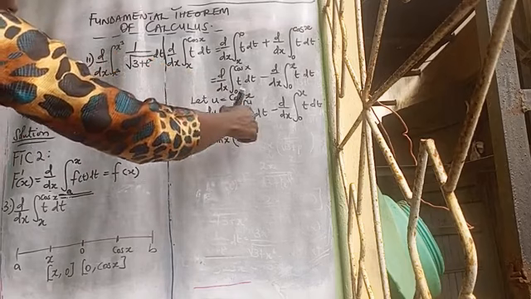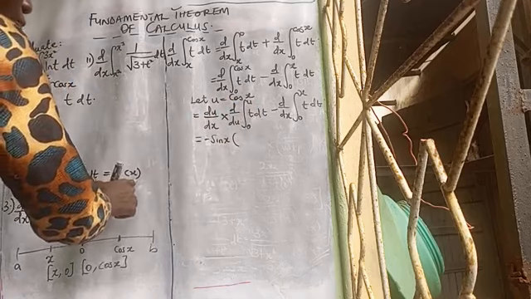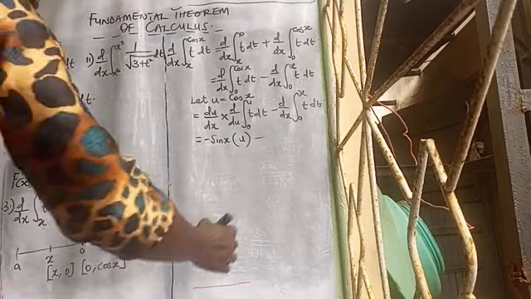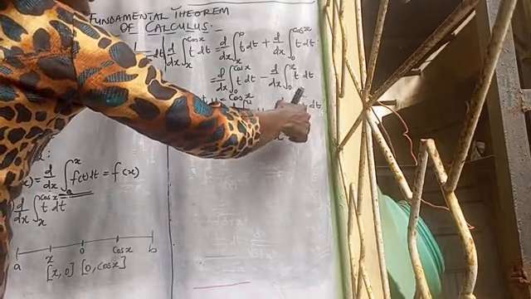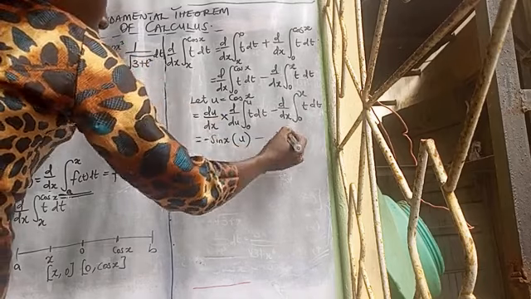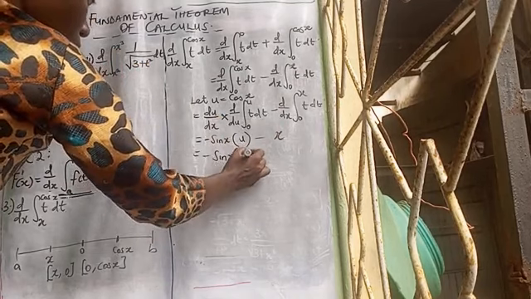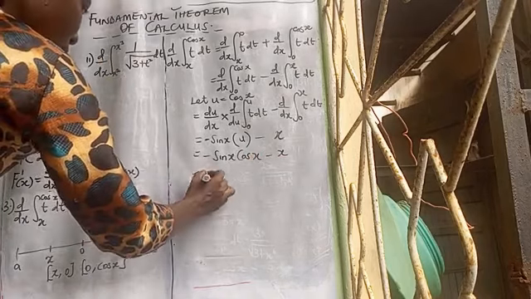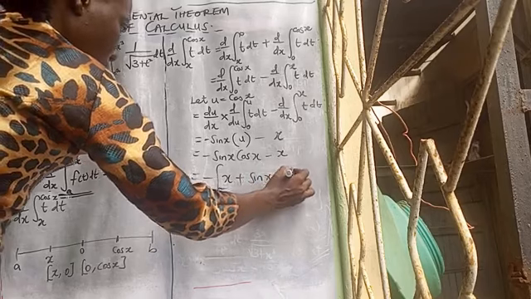into what? d du of the integral of t dt from 0 to u, and that is also f of u, and that is what? u, minus x. Remember, our f of t is t, and so f of x will be x. And so this gives me minus sine x. What is our u? Cos x, minus x. We can rewrite that as minus sine x times cos x minus x.